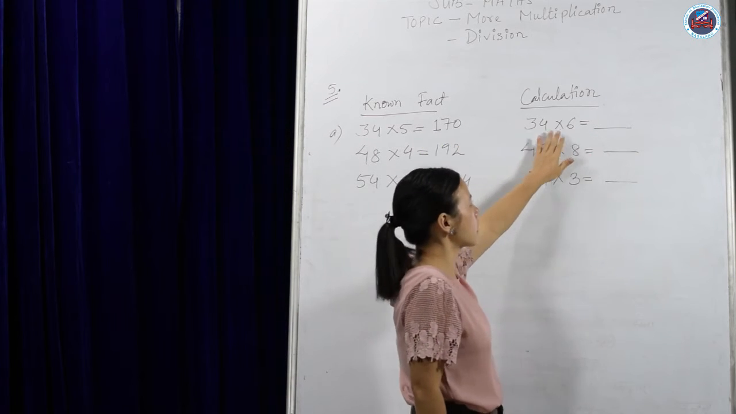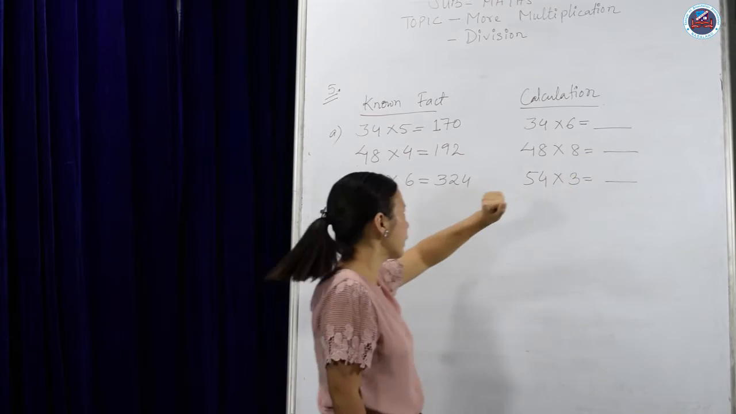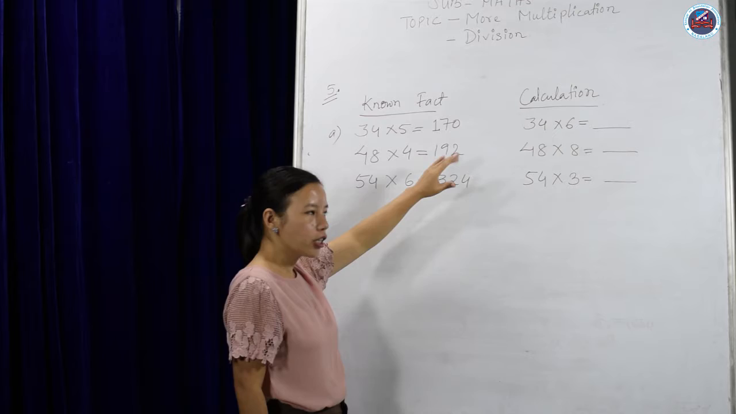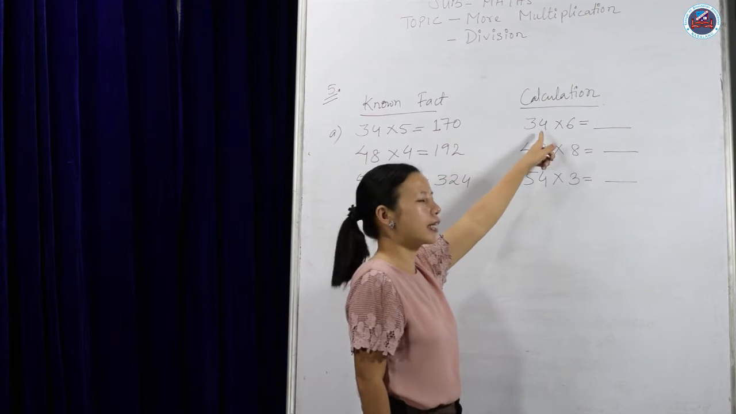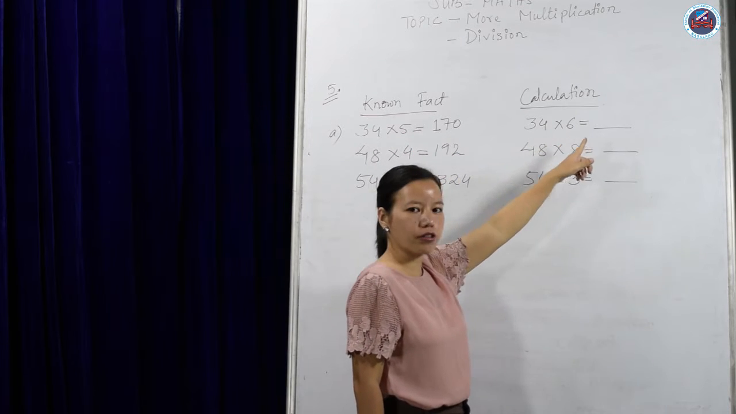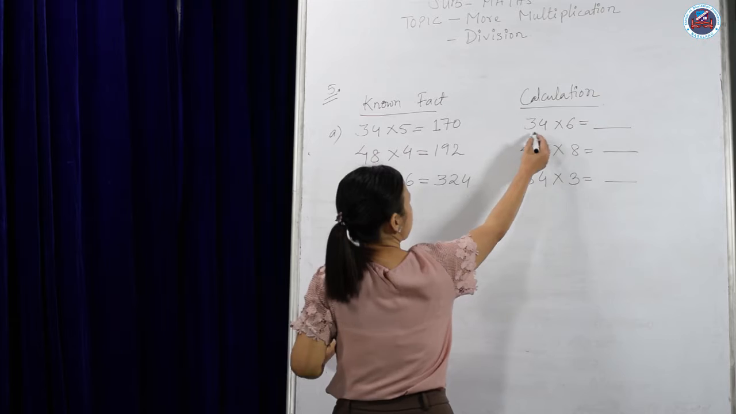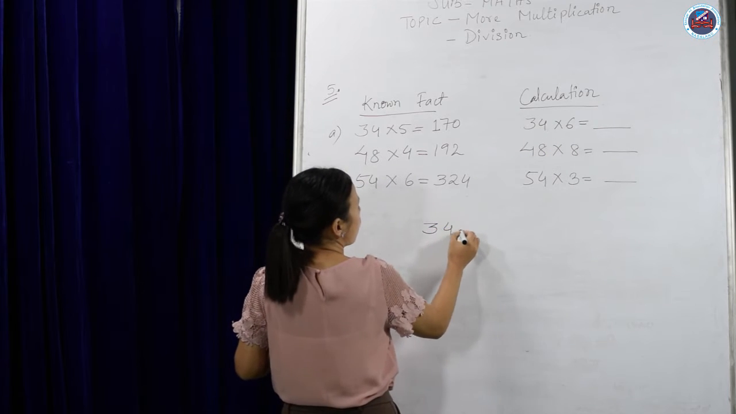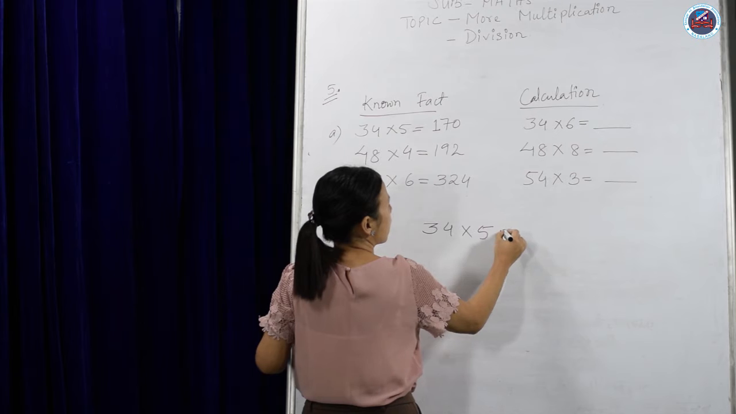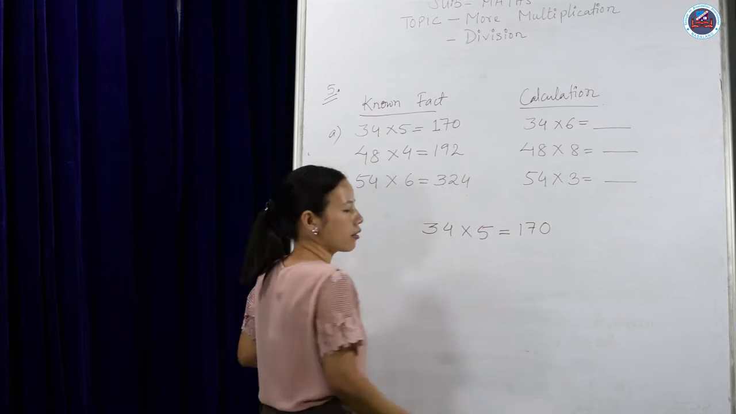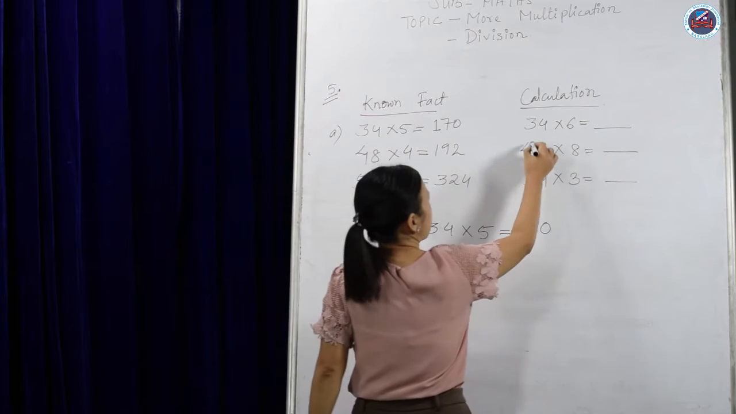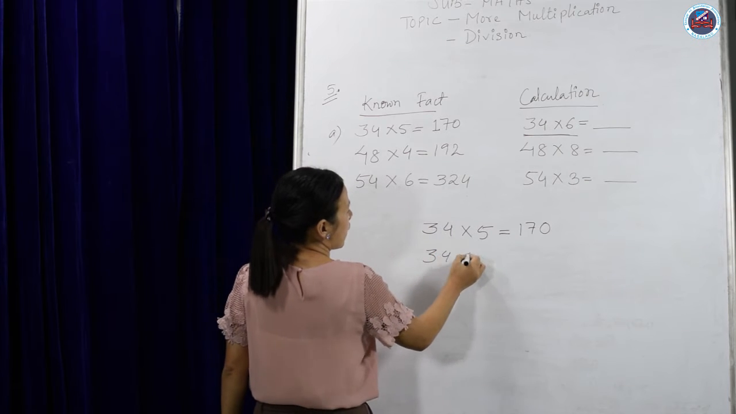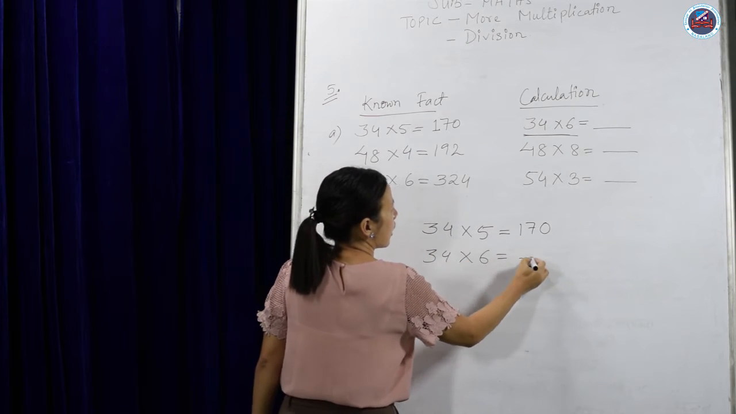That is, 34 times 6 is how much, right? So we know that 34 times 5 is 170. Using this, we're going to find the answers over here. So let's start. It says 34 times 6 is how much? We know that 34 times 5 is 170, right? We're going to find the answers for these questions.